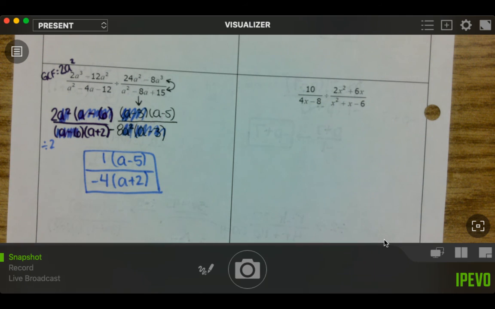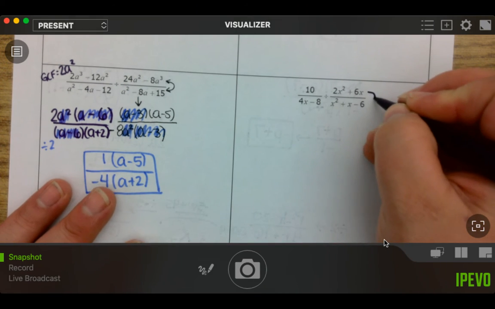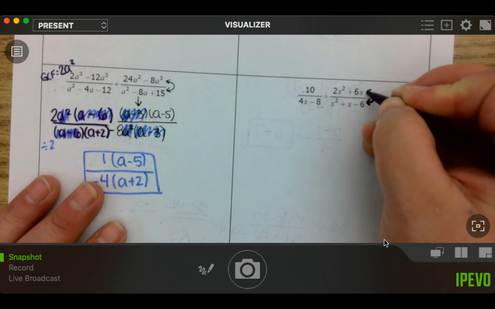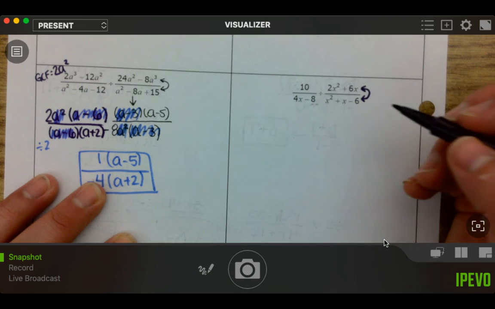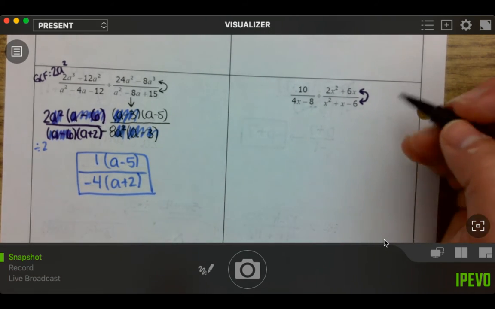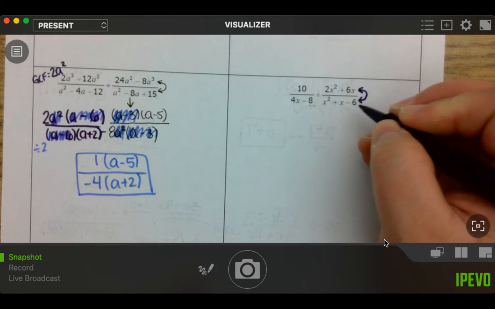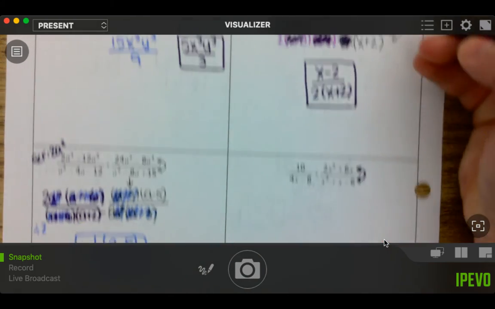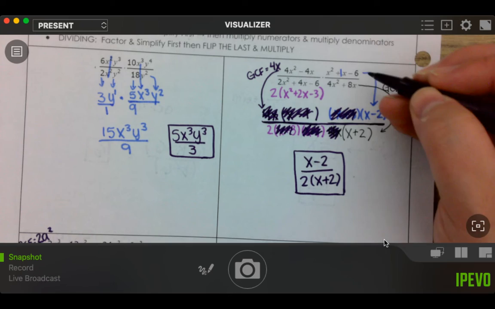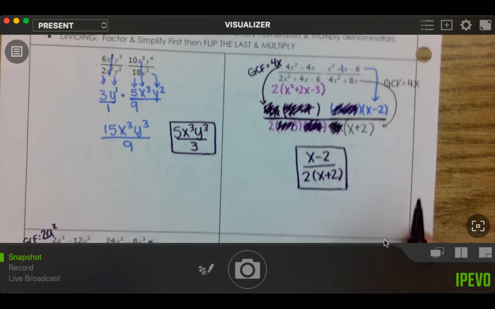On the last one, we're going to do the same thing. This is just like multiplying. You just have to reverse the top and bottom of the last fraction, the one that's being divided by. So on the bottom, which is going to become the top, two numbers that multiply to negative 6 and add to 1. That's the same thing we did up here. It was x plus 3 and x minus 2.